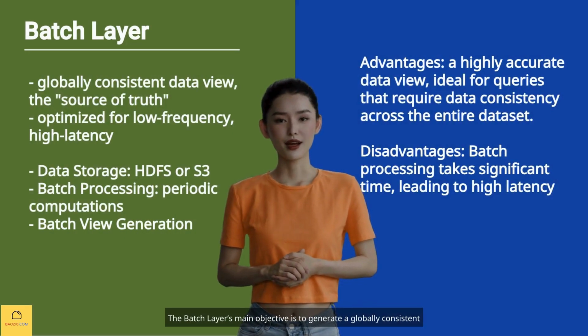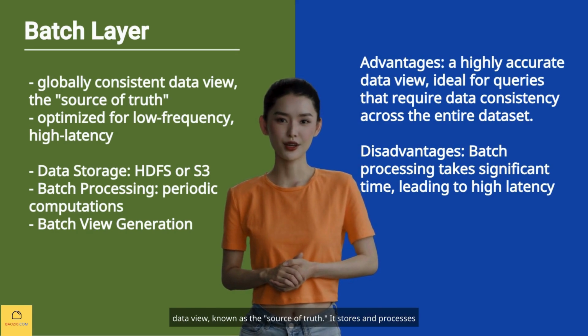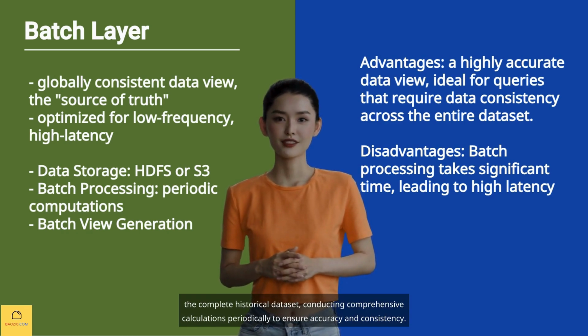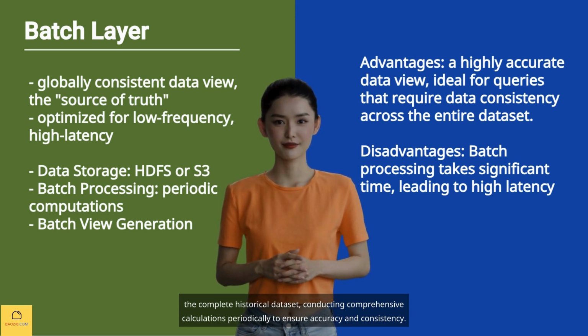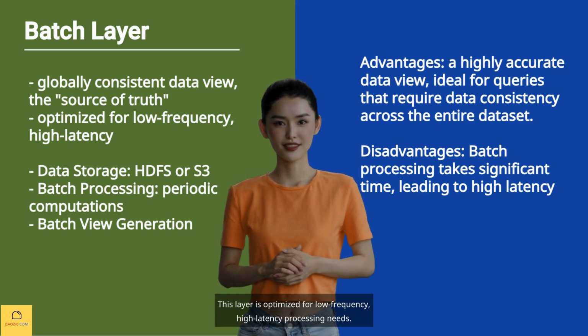The batch layer's main objective is to generate a globally consistent data view, known as the source of truth. It stores and processes the complete historical dataset, conducting comprehensive calculations periodically to ensure accuracy and consistency. This layer is optimized for low-frequency, high-latency processing needs.